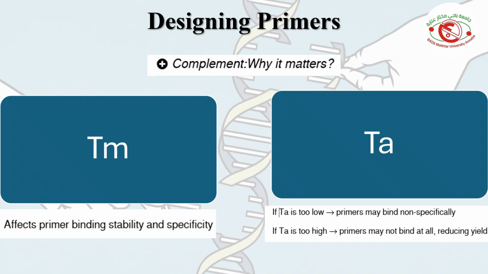If the annealing temperature is too low, primers can stick to the wrong places, causing non-specific amplification. If it's too high, the primers may not bind at all, and PCR won't work. That's why both primers should have similar Tm values so they anneal together at the right temperature, ensuring efficient and specific amplification.